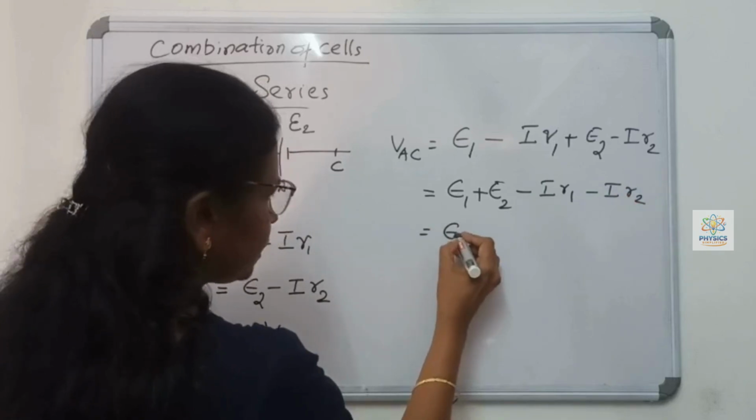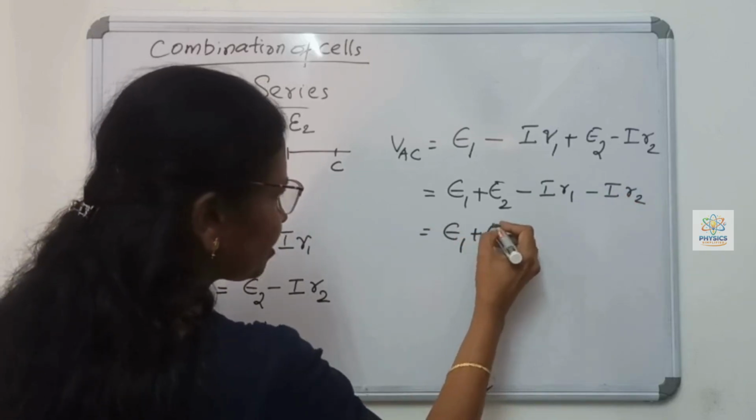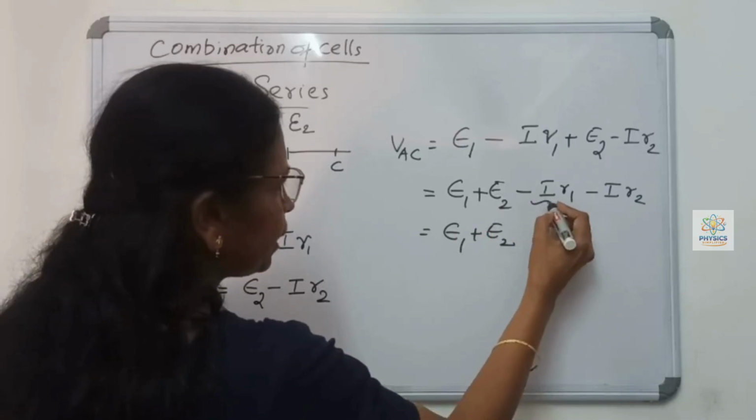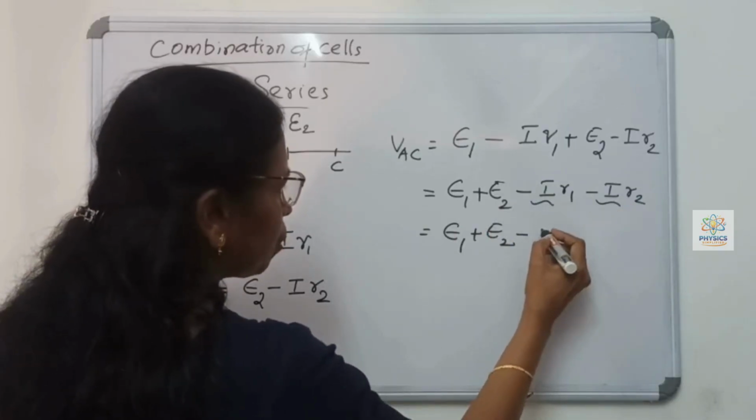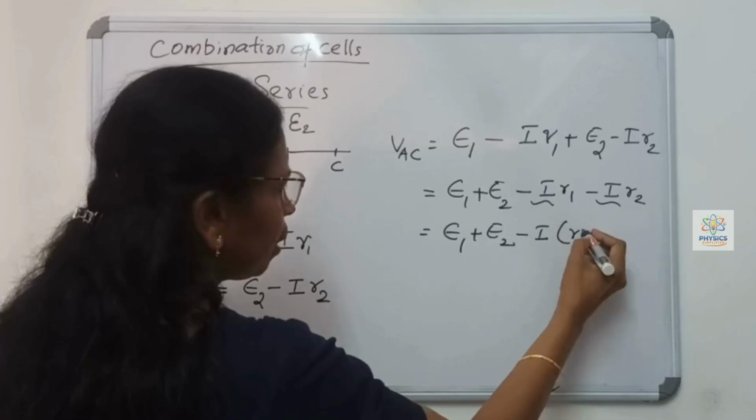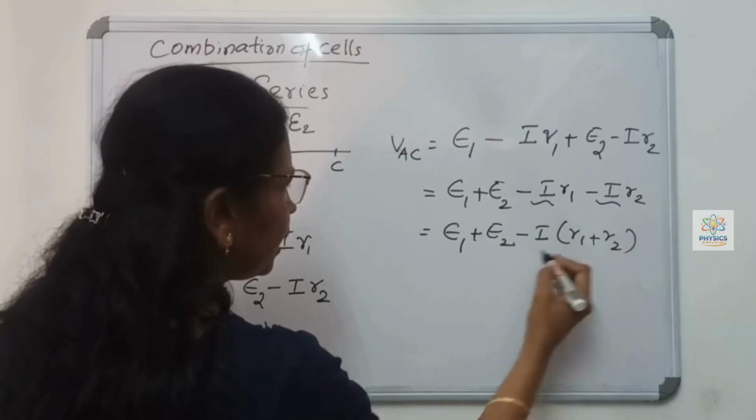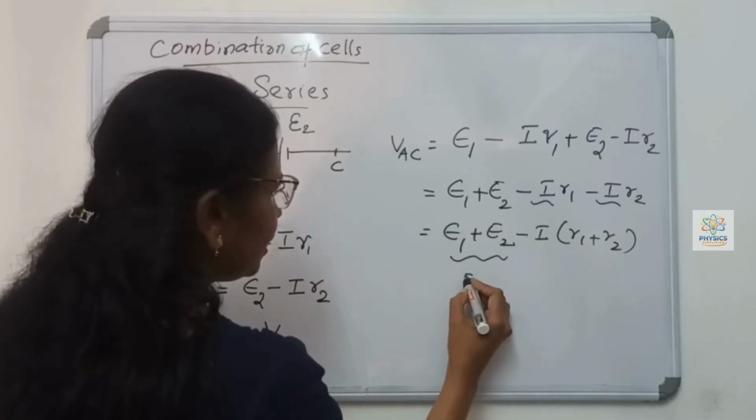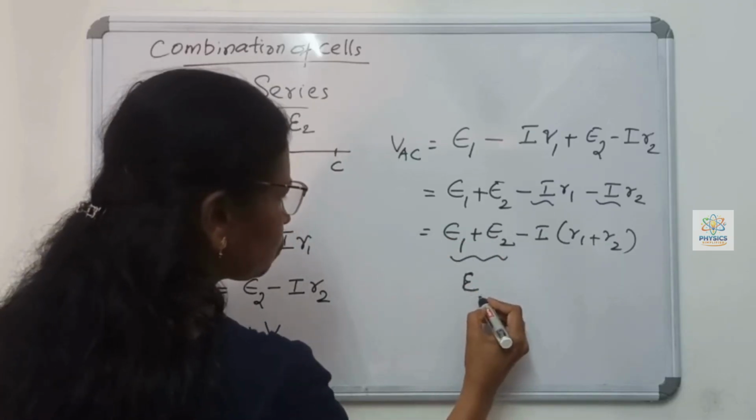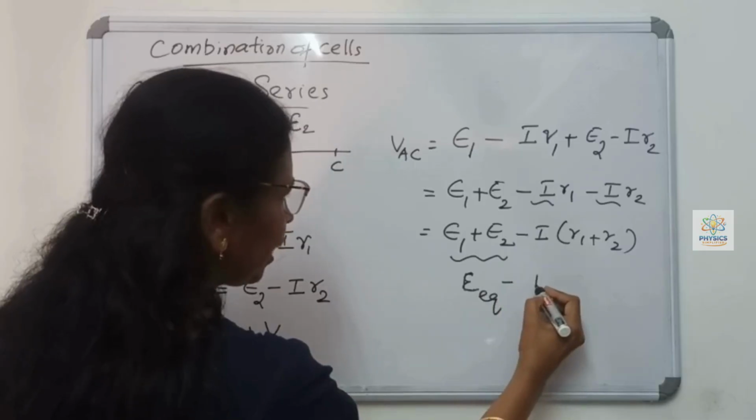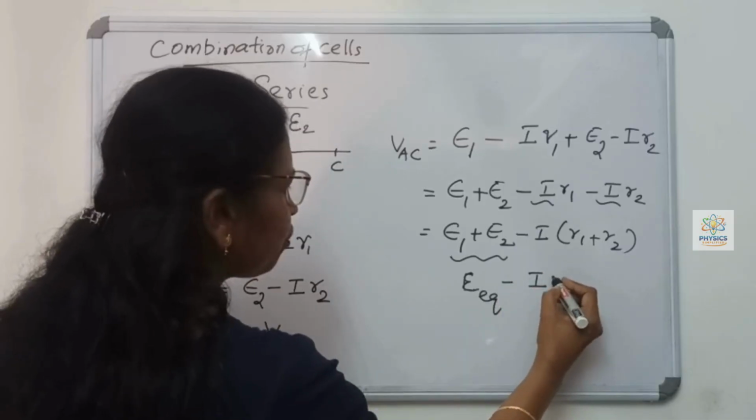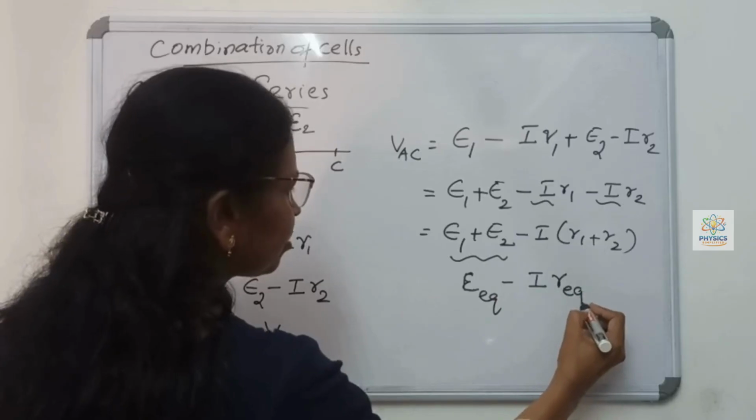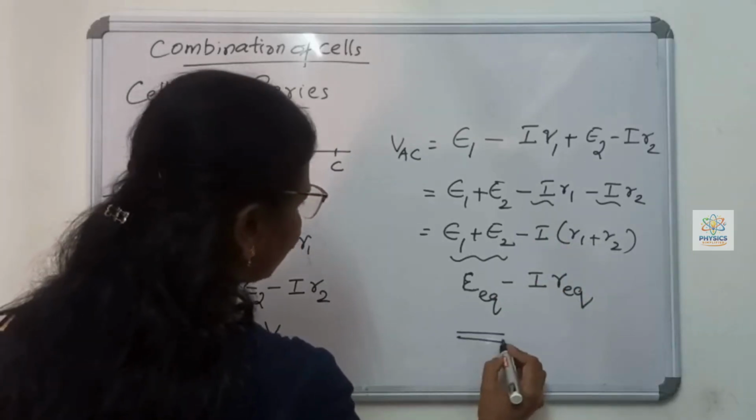The same equation we can write as E1 plus E2, and here we can take minus I as common. Then we will get R1 plus R2. And this E1 plus E2 is said to be E equivalent, minus I into R1 plus R2, where R1 plus R2 is equal to R equivalent.